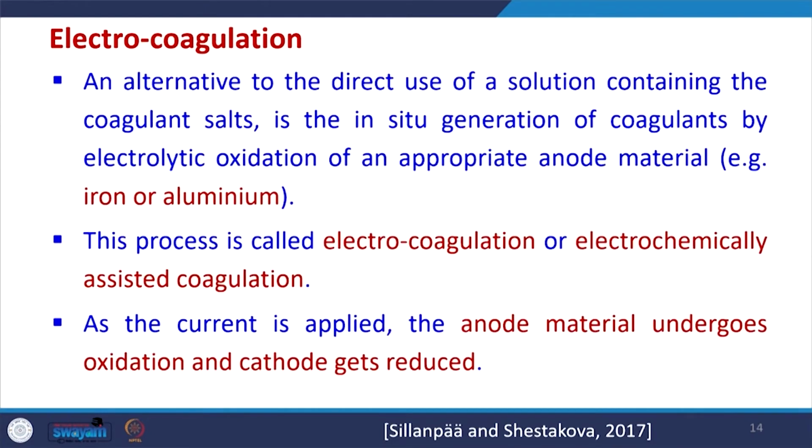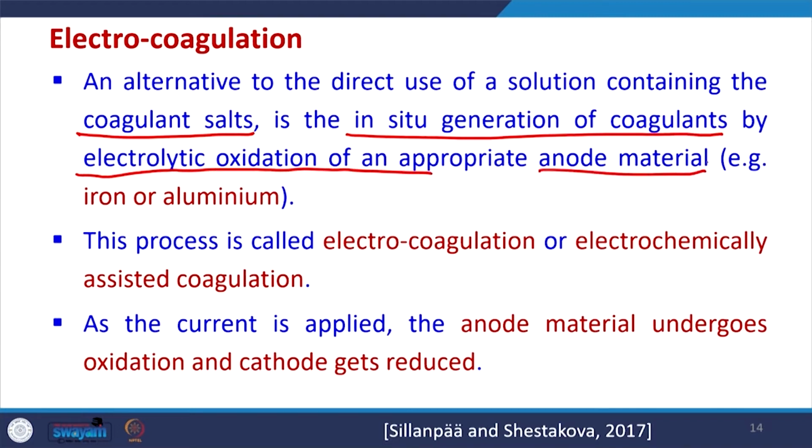Now, we will start with one of the first techniques which is well reported: electrocoagulation. In electrocoagulation, there is a difference with respect to traditional coagulants. In the traditional method, we use coagulant salts and add them into the solution directly. Here in electrocoagulation, we generate these coagulants in situ by electrolytic oxidation of the anode material. That anode material may be iron or aluminum.